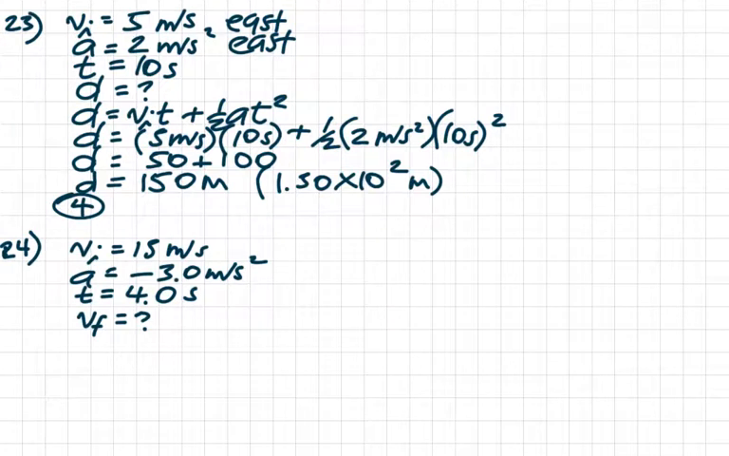All right, so we have a V initial of 15 meters per second. That's a terrible looking V. Let me fix that. V initial of 15 meters per second. A is negative 3 meters per second squared over 4 seconds, and they want V final. So if you're calling V initial positive and acceleration is negative, the acceleration is acting against the velocity, so that bike must be slowing down. So let's see what happens.